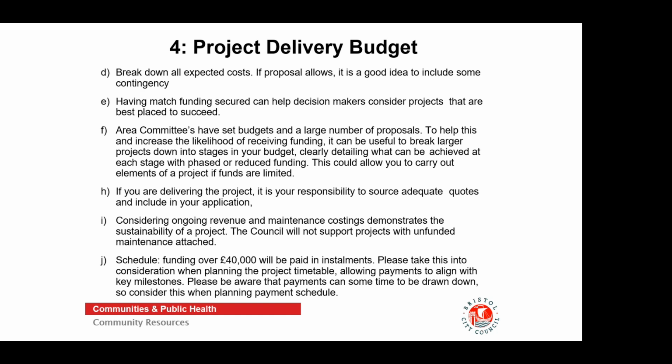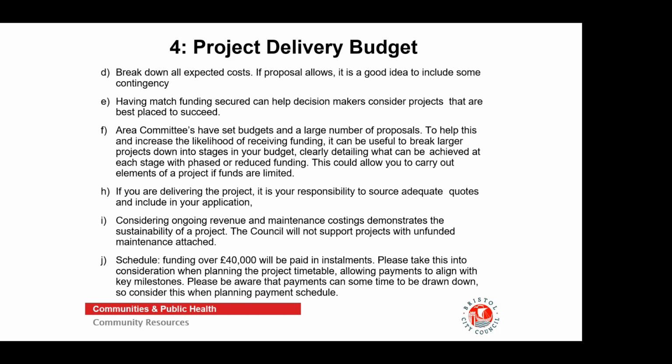So then the final section relates to laying out the project budget, which is one of the most important bits, I imagine. So it's really good to break down all the expected costs. And if your proposal allows, so the budget you've been allocated at stage one, it can be a good idea to include some contingency to allow for inflation or any unexpected costs. Then the next section refers to match funding, and having that secured can help those making the decisions consider projects that are best placed to succeed.